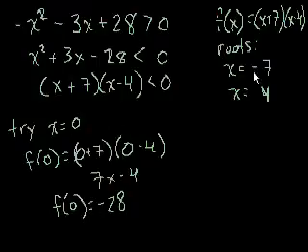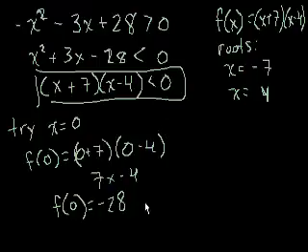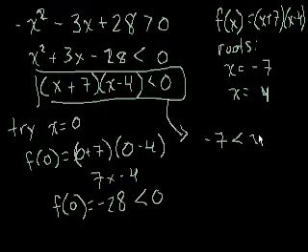Now, this is the function we're working with. Is this less than 0? Well, yeah, it is. So it actually turns out that an x value between the two roots works. So I immediately know that the answer here is all of the x's that are between the two roots. So we could say that the solution to this is minus 7 is less than x, which is less than 4.